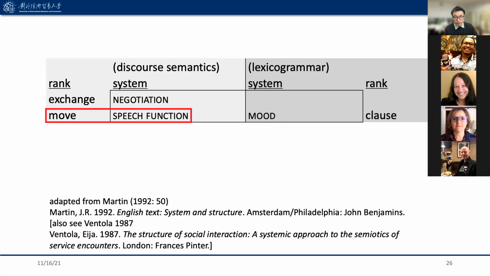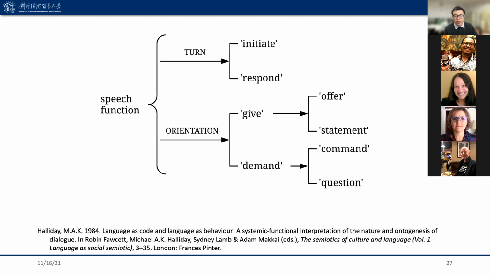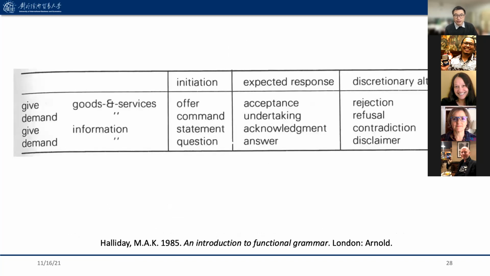And in Jim Martin's work, the move options are based on Halliday's speech function. I'm sure we are all very familiar with Halliday's speech function. So we've got initiating and responding, or giving and demanding information, or goods and services. And we've got different speech functions. If we put it in a table that we might be more comfortable with, here we've got giving or demanding goods and services, and then we have initiating and responding moves, and these are the primary speech functions Halliday identifies.